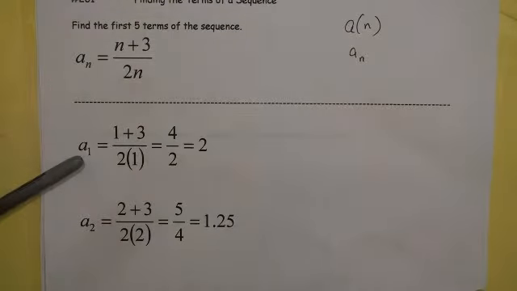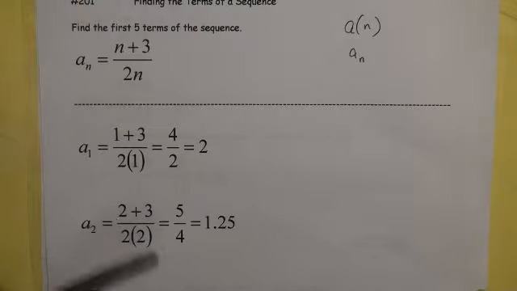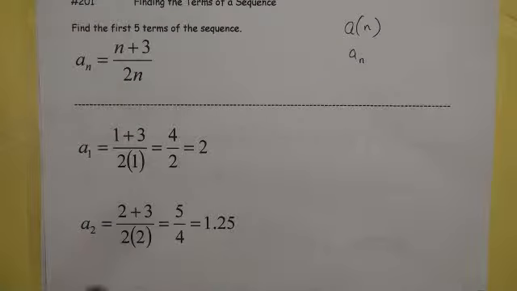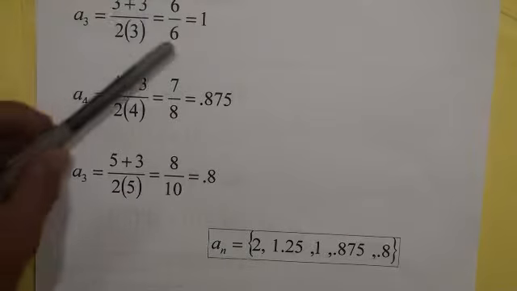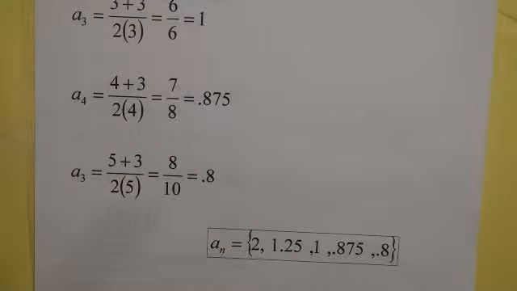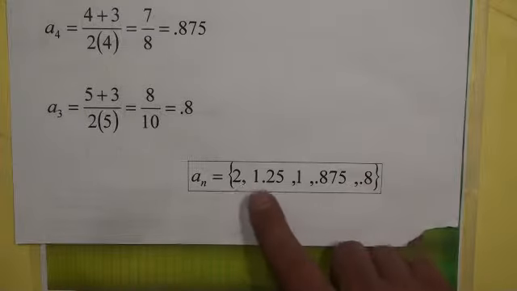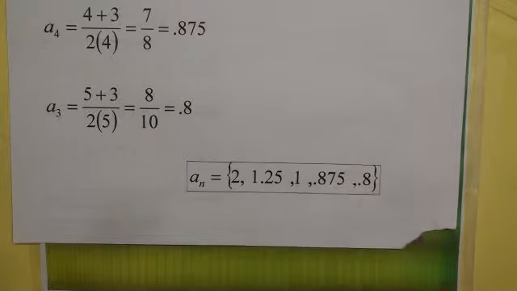The first term of the sequence, which means n is going to be 1. The second term of the sequence, which means obviously n is going to be 2. So you have 1 plus 3 over 2 times 1. That's 4 over 2, which is 2. Then 5 over 4, 1.25. A sub 3, put a 3 here, 6 over 6, which is 1. A sub 4, 7 over 8, which is 0.875. And A sub 5 is 8 over 10, which is definitely 0.8. So therefore, the first 5 terms of the sequence are 2, 1.25, 1, 0.875, and 0.8.